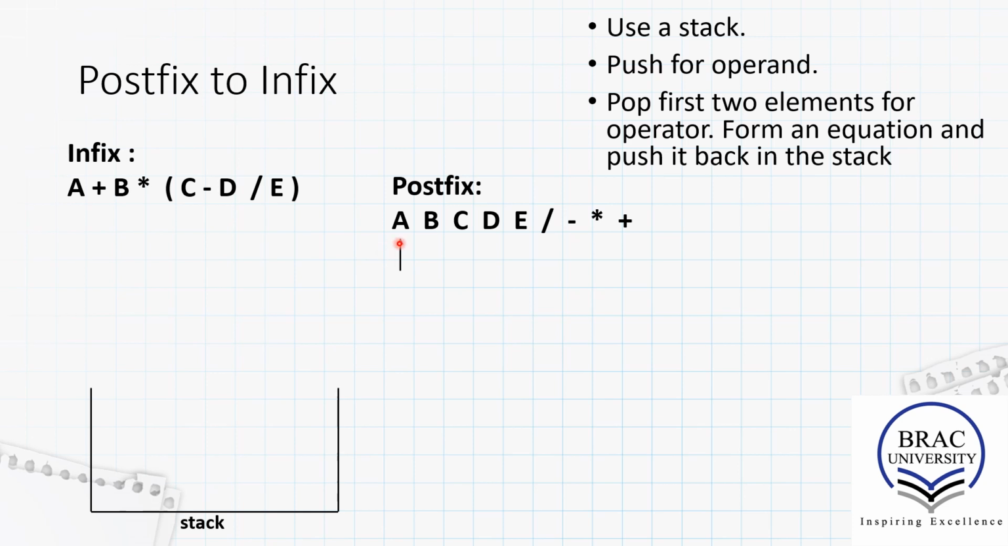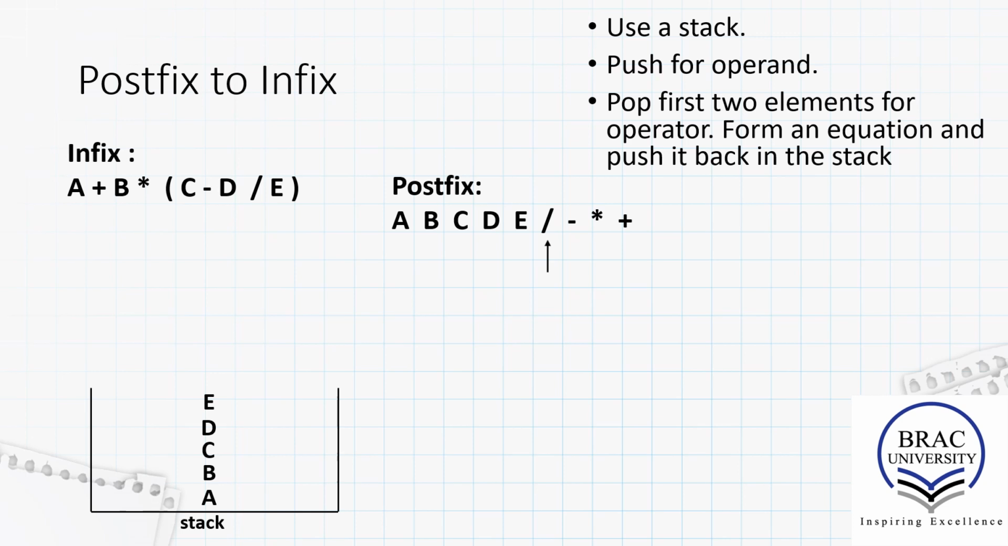So the rule is I will parse my postfix expression, and whenever I see an operand, I will push it inside the stack. So this is an operand A, it will be pushed inside the stack. Then B, an operand, will be pushed inside the stack. Then C will be pushed inside the stack. So will be D, as it is an operand. And E, which is also an operand, will be pushed inside the stack.